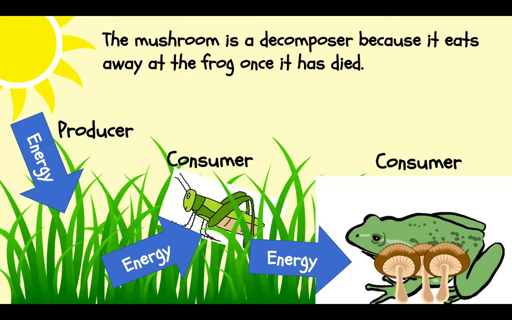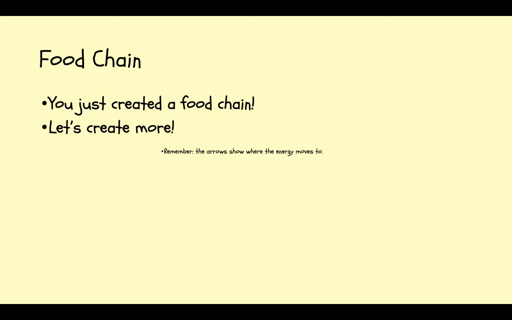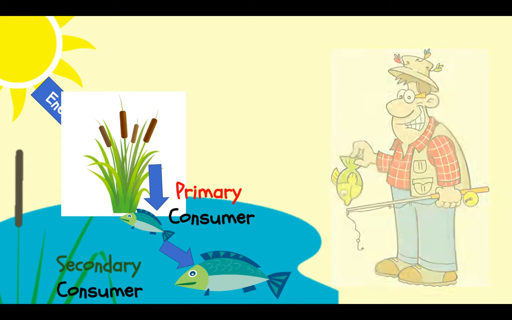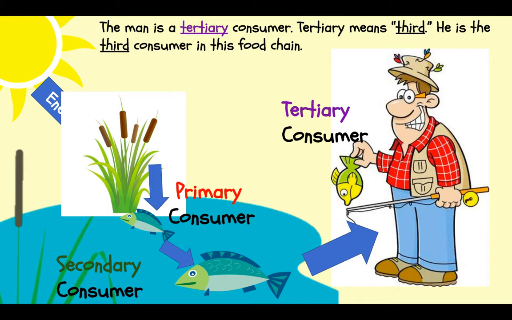In this food chain, our mushroom is a decomposer because it eats away at the frog once that frog has died. So that is a review from yesterday. My presentation has a lot of samples that you can go through in other habitats to check out food chains.